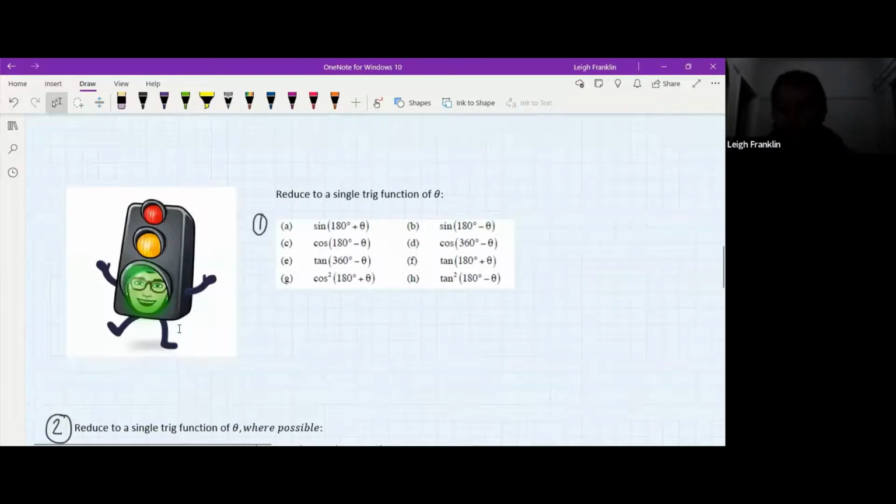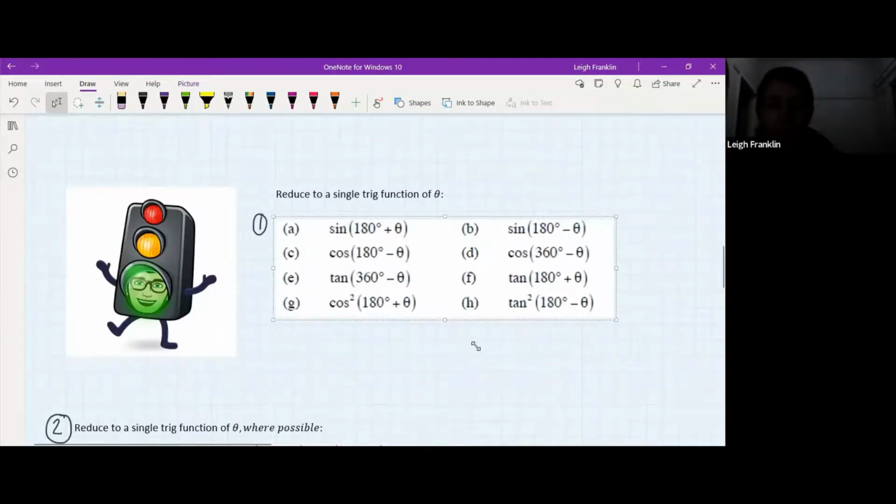All right, so now I've done lots and lots of talking. It's time for me to be quiet. I would like you guys to try and reduce as many of these as you possibly can to a single trig function of theta in 4 minutes. I'm just going to make that a little bit bigger. There's 8 of them. Let's see how many you can do in 4 minutes. Go for it.